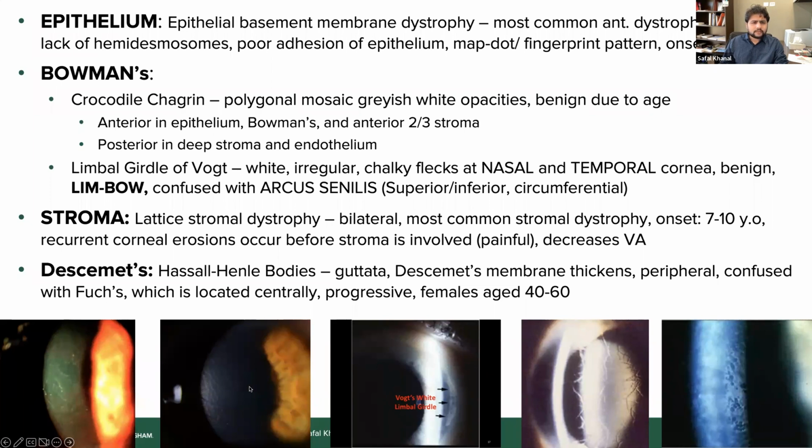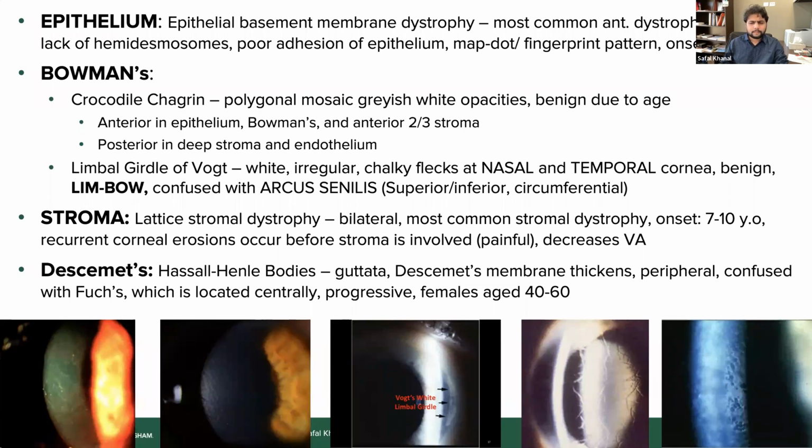In Bowman's layer, you have your crocodile shagreen, which are the polygonal mosaic grayish white opacities. It can be both anterior and posterior. Anterior in the Bowman's, but posterior is in the stroma and endothelium as well. You have your limbal girdle of Vogt, which are white flecks just at the nasal and temporal cornea. And don't confuse this with arcus senilis, because arcus senilis often tends to be circumferential around the cornea, or superior inferior mostly.